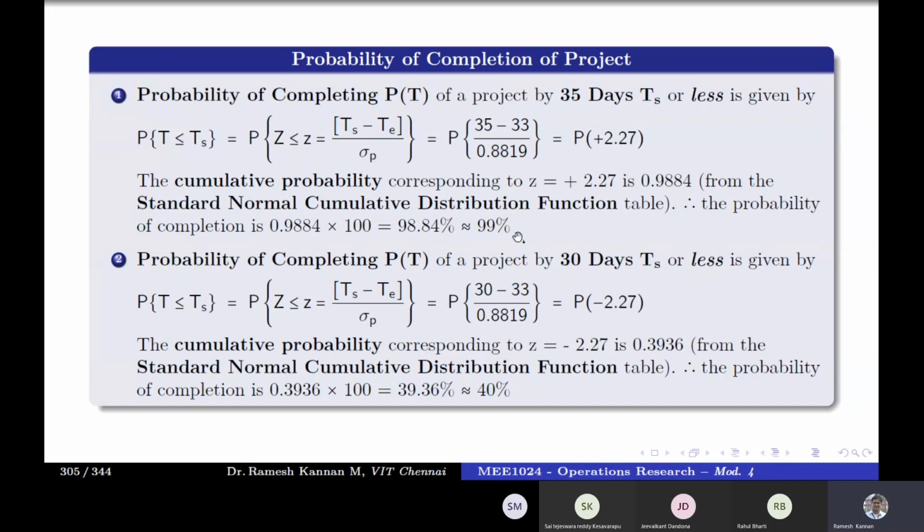Okay. The next is, what is the probability of completion of that particular network in this PERT problem in 30 days. So 30 minus 33 divided by 0.8819. 30 minus 33 is minus 3. Minus 3 divided by 0.8819. The critical path itself is 33 days, but if people ask how you can do that in 30 days, or what is the probability of completion in 30 days, then P of minus 2.27. Remember, this is minus 2.27.